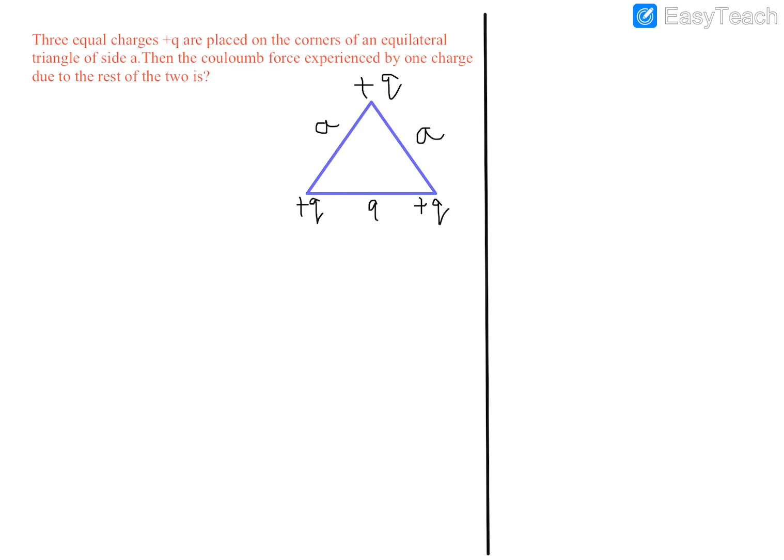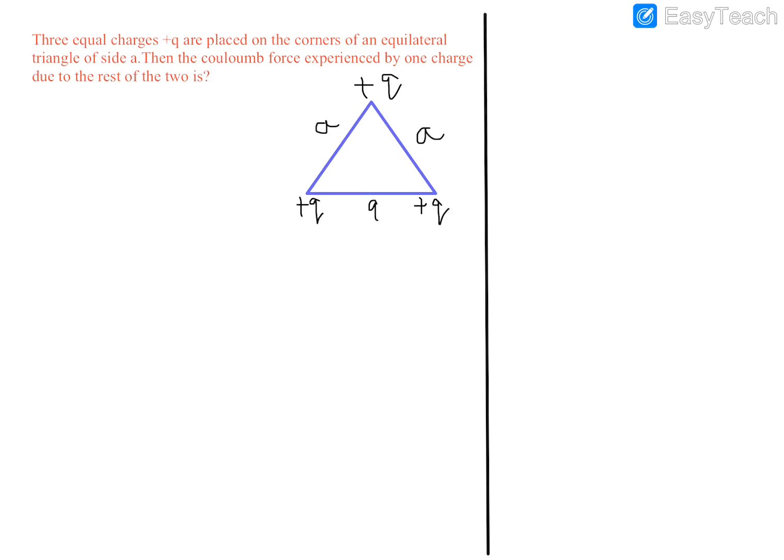In this lecture, I am going to discuss some numericals related with electric force and principle of superposition. This is the first problem. Three equal charges plus q are placed on the corners of an equilateral triangle of side a. Then the Coulomb force experienced by one charge due to the rest of the two is dash. You need to find it.